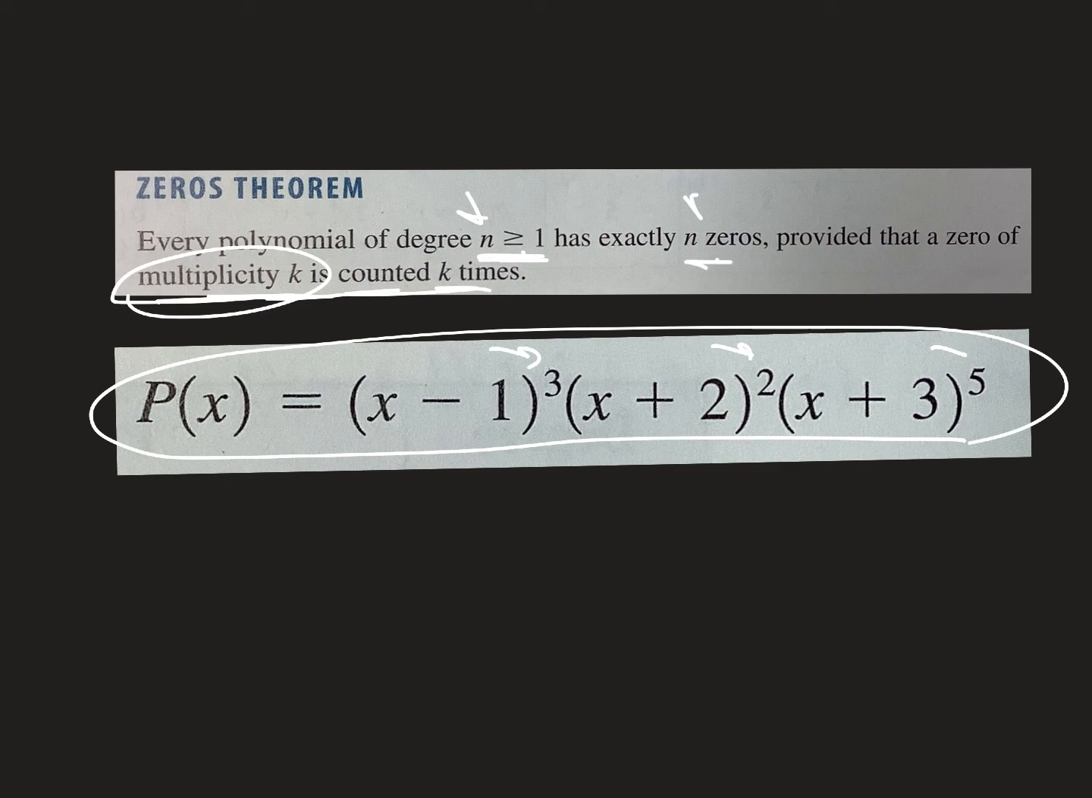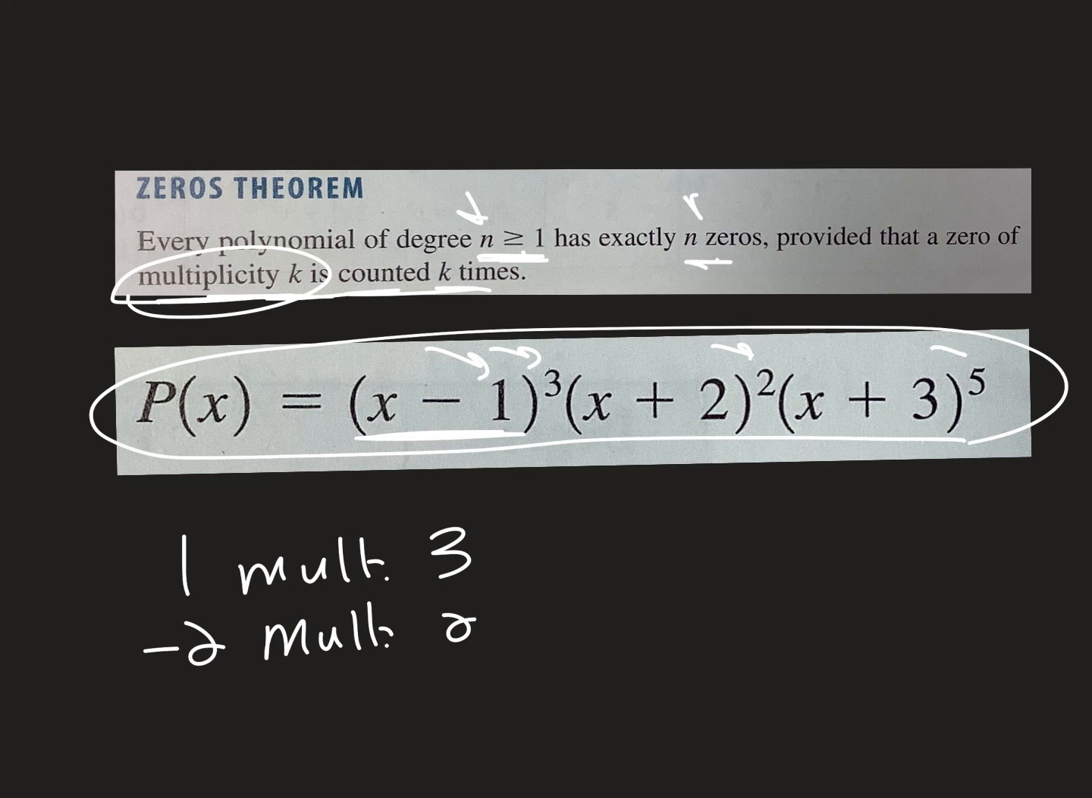But what we're going to say is that's come from this parentheses. 1 is a zero, but we're going to say it has multiplicity. I'm not going to write the whole word. I'm going to put multiplicity 3 because it occurs 3 times. Negative 2 is a zero with a multiplicity of 2 because it occurs 2 times. The exponent is 2. Negative 3 has a multiplicity of 5 because it occurs 5 times. So if you add all those up, that's 10, which is the degree. Okay, so whatever your degree is, your biggest exponent, that's how many zeros you're going to find, as long as you include the multiplicity. Okay, let me show you one more.